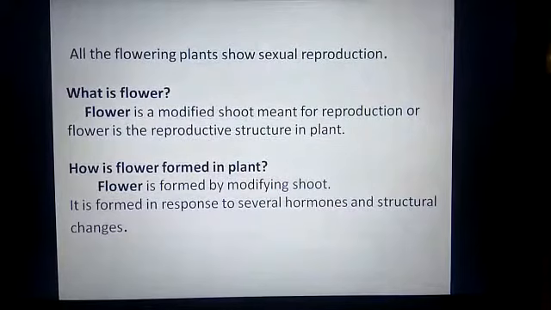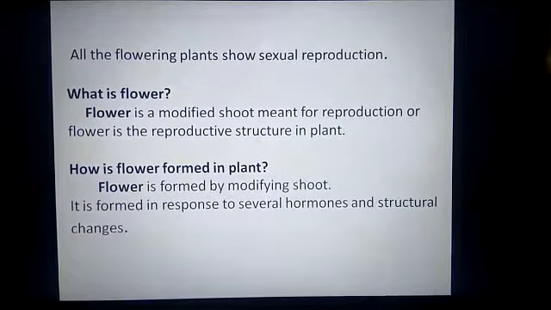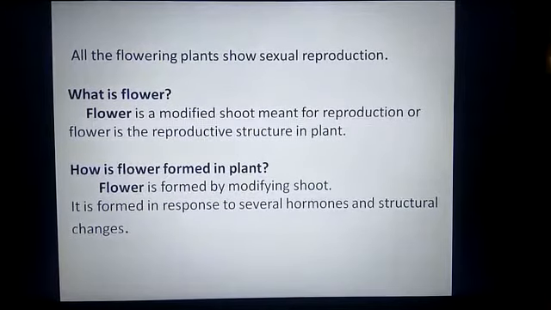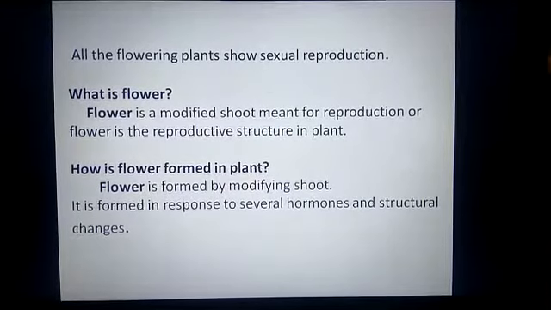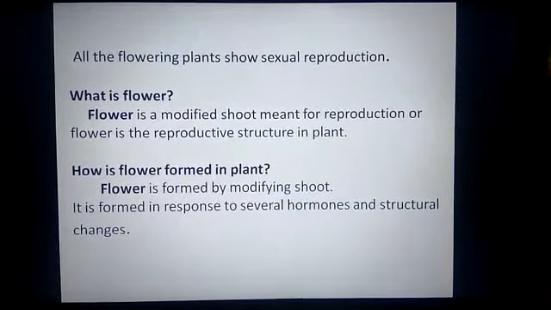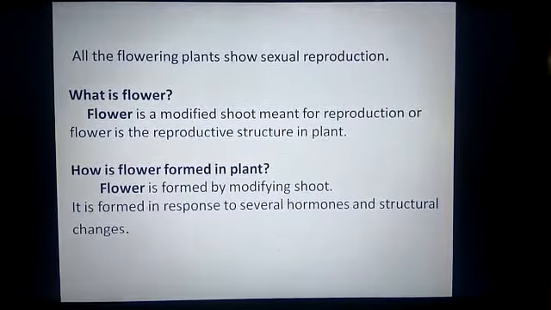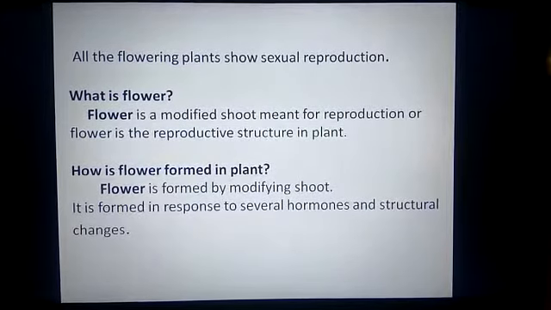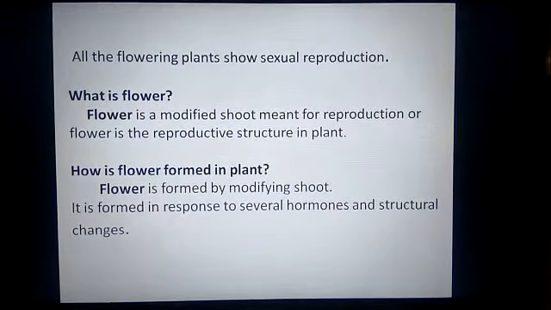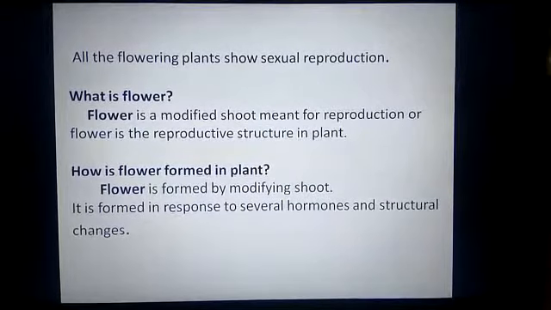Now all the flowering plants show sexual reproduction. A mode of reproduction in flowering plants is sexual reproduction. Now let's see what a flower is. A flower is a modified shoot. For what is the shoot modified? For reproduction. The flower is the reproductive structure, because it is through the flower that the plant undergoes reproduction. That is why the flower is also known as the reproductive structure in plants.